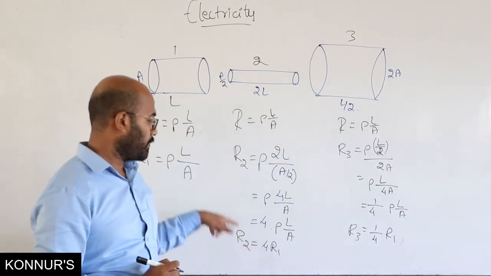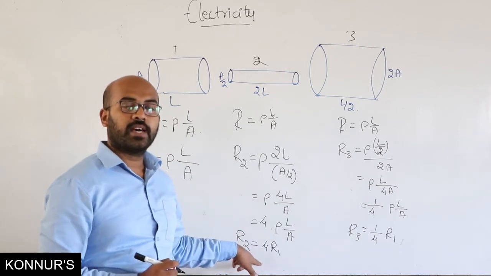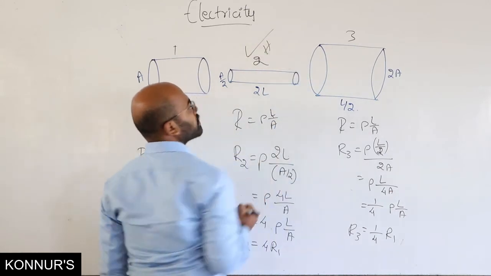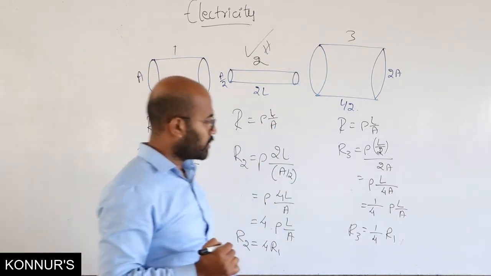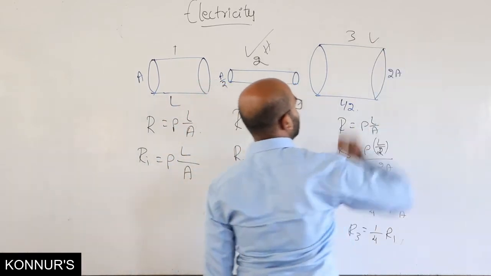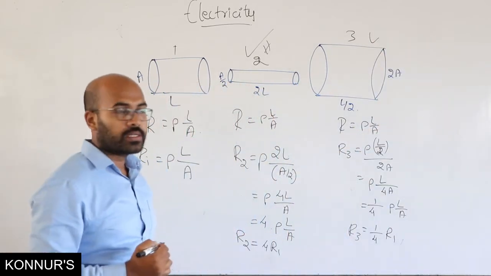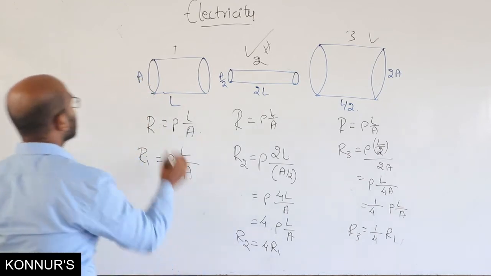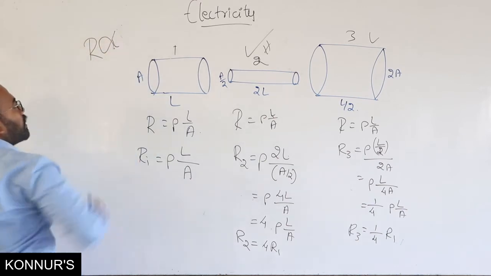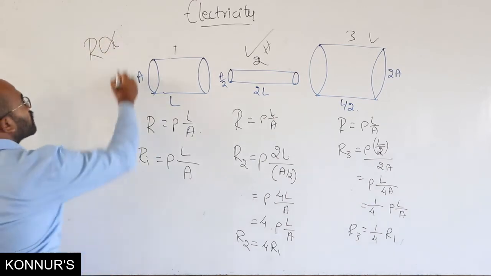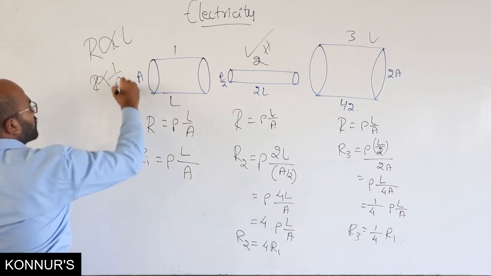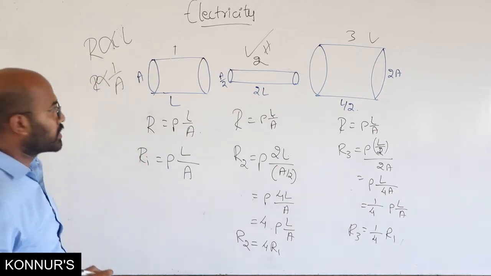So if you see, R2 is 4 times the R1, means this is having the highest resistance. So if you look at this, this is having the lowest resistance. Why? Because resistance is directly proportional to length. Resistance is inversely proportional to area of cross section.